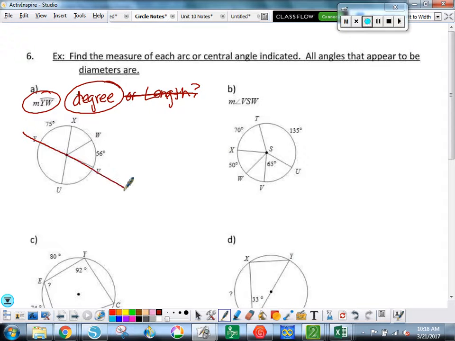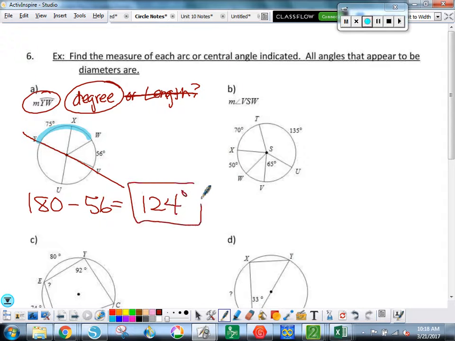So, if it shows you a diameter, you almost always will use it. We're looking for this. You could find this little piece and then add those two together. Or, Marcus, you could do what? 180 is a semicircle. Subtract the piece that you know, and you have your answer, 124. Good.